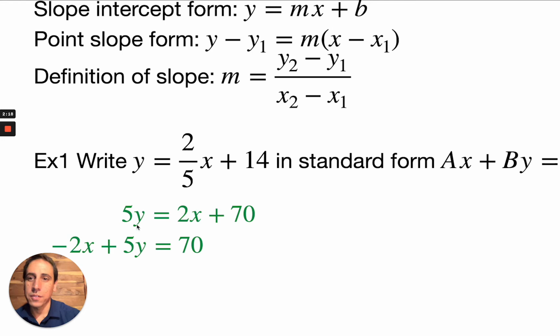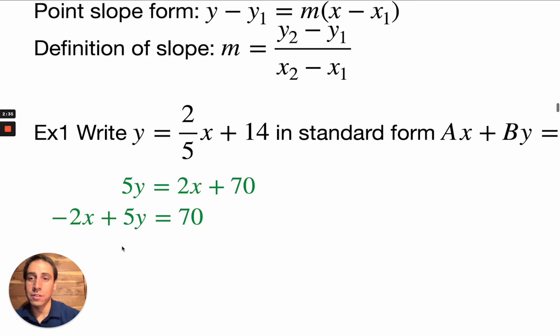y times 5 is 5y. 14 times 5 is 70. And 2/5 times 5, you can change it to 5 over 1 if you'd like, turns into just 2. So that means this would be 2x. Fraction cleared, way easier. Let's subtract 2x from both sides, and we get negative 2x plus 5y equals 70. Awesome.